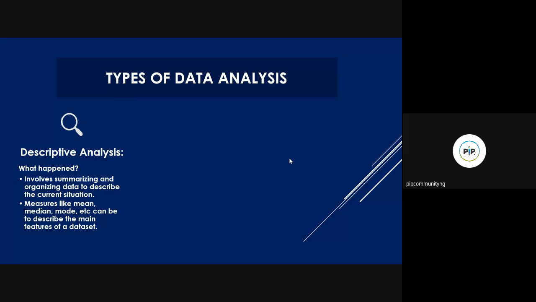And the first one we'll be looking at now is descriptive data analysis. Descriptive data analysis answers the question, what happened? It involves summarizing and organizing data to describe the current situation. Measures like mean, median, mode, etc. can be used to describe the main features of a data set. So when you are doing descriptive analysis, you will find out what happened. That is the question that it actually answers.